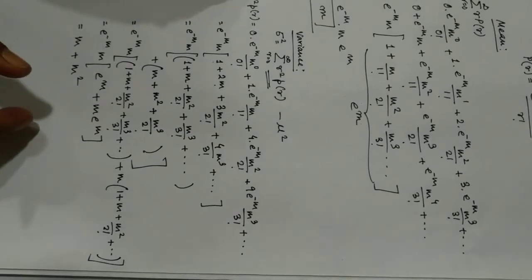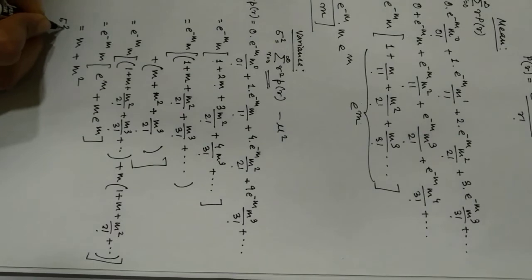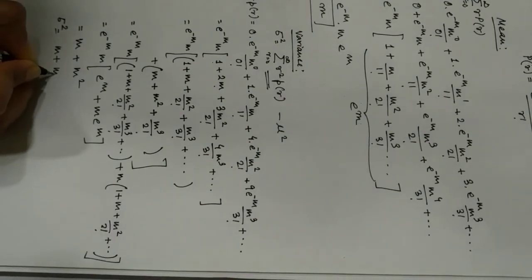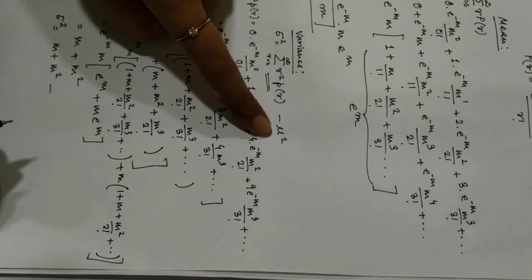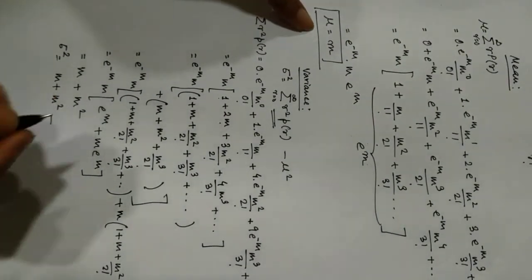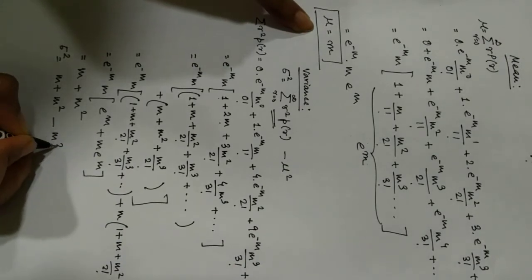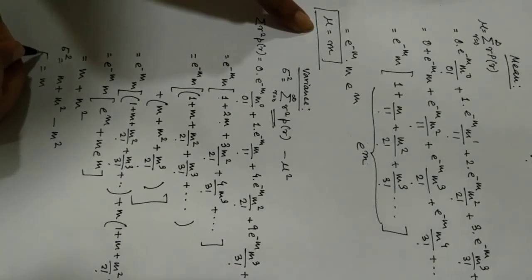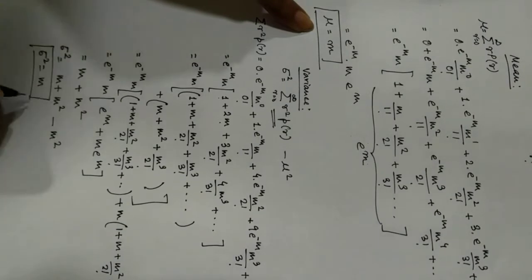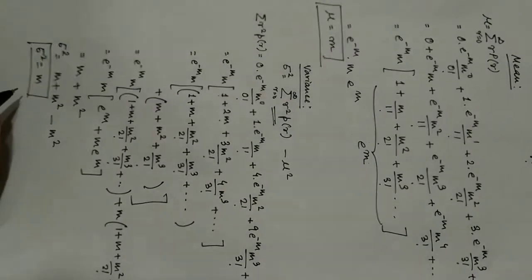So we have already found out this term. Now we will put it in this equation. So sigma square is equal to m plus m square minus mu square, and we have already derived that mu is equal to m in our previous derivation, so we can directly put m square over here, so we are left with m. So for Poisson distribution, the variance and mean both are equal to m, right?